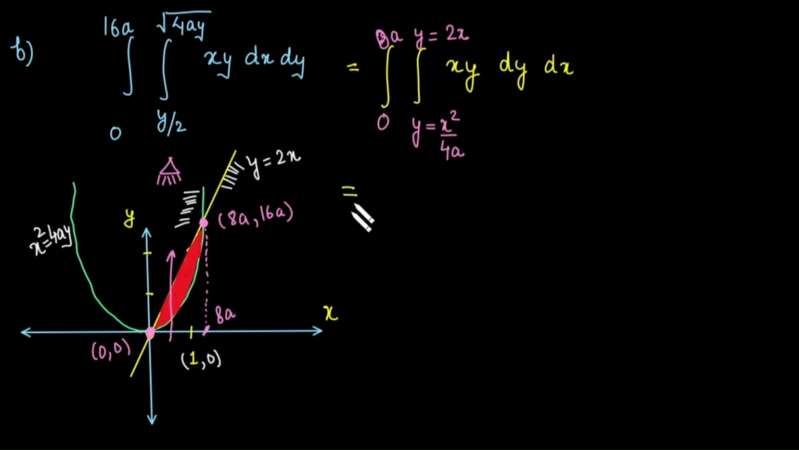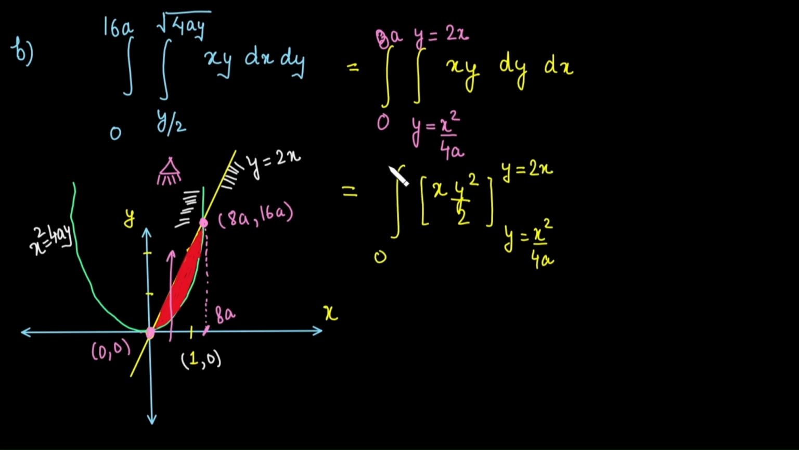Now solve this integration. How to solve this one? First take the integration with respect to y. That is y square by 2. x is as it is because it is treated as a constant. And the lower limit in this case is y is equal to x square by 4a, and the upper limit is y is equal to 2x. Integration from 0 to 8a with respect to dx as it is.